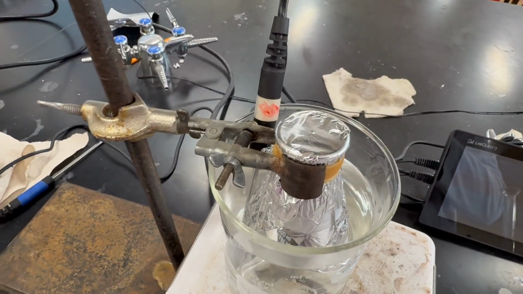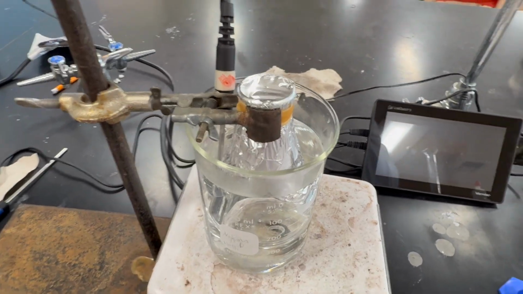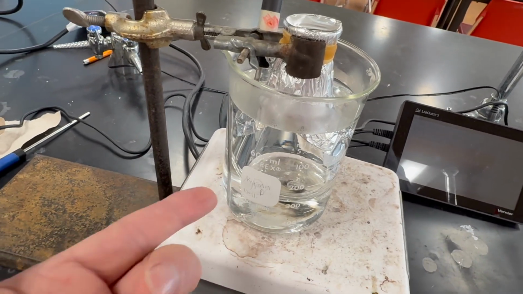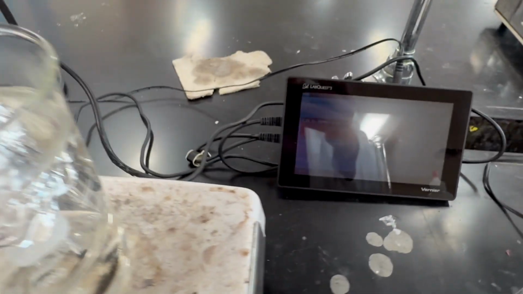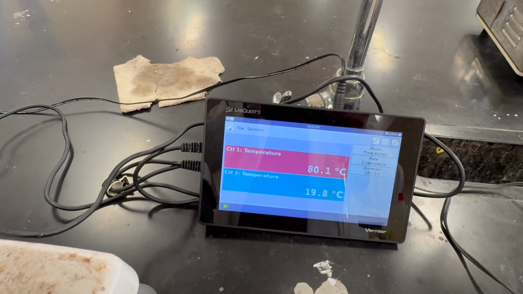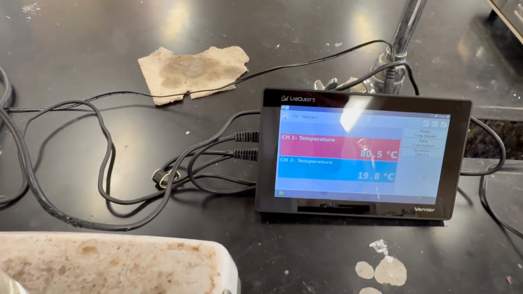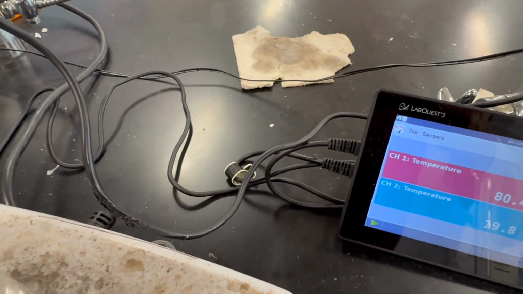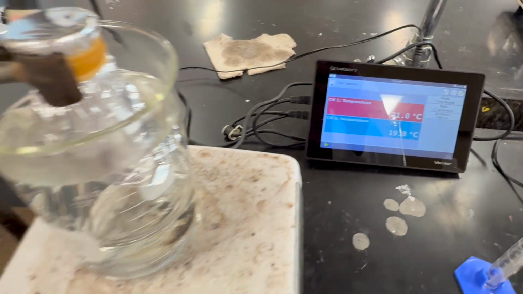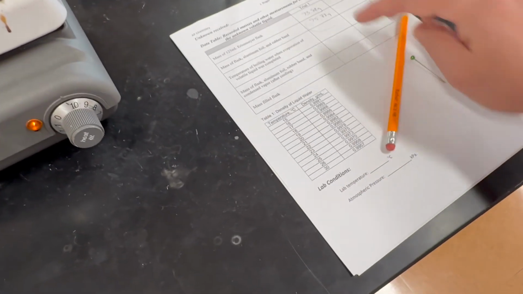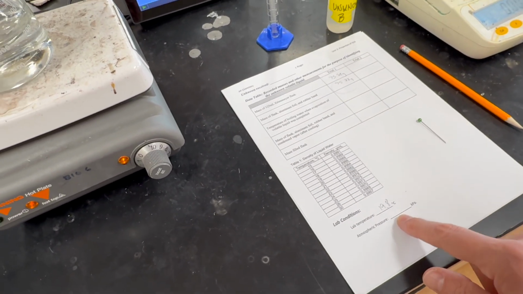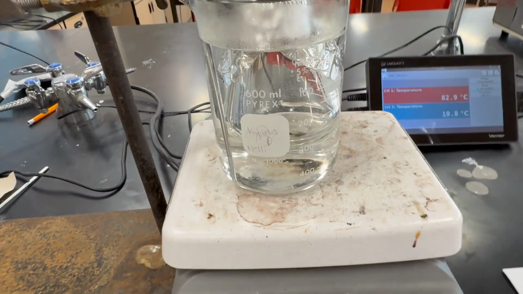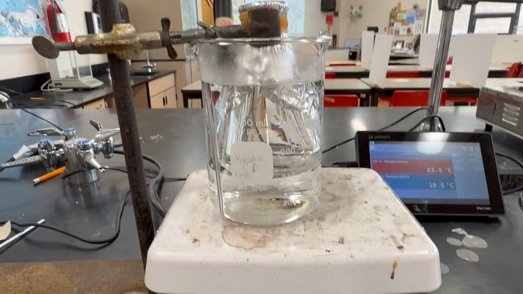Given that the flask is open to the atmosphere, the pressure of the vapor inside the flask is going to be equal to the atmospheric pressure outside of the flask. So we are at 80 degrees right now, the temperature of the water, and the lab temperature is 19.8. So we're going to record this 19.8 value. And we will also need the atmospheric pressure in the lab, which is going to be the same as the atmospheric pressure in the flask.